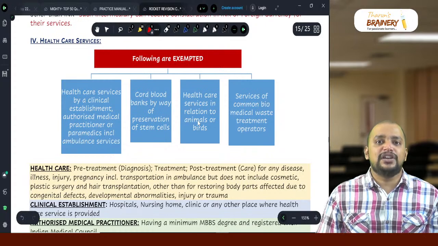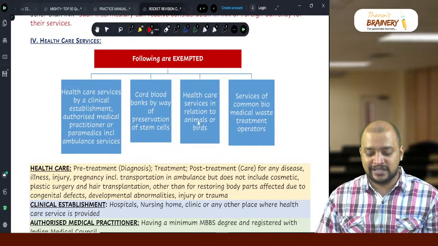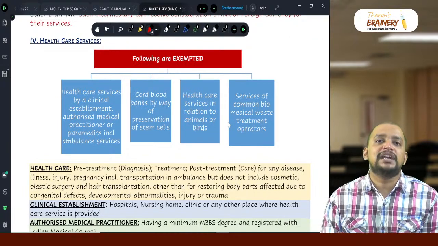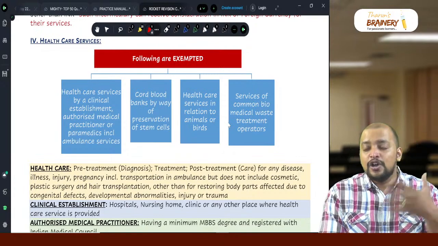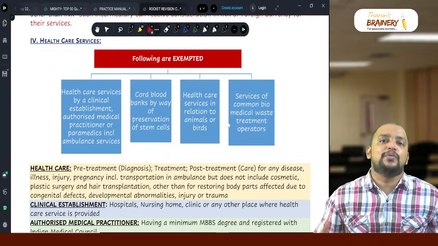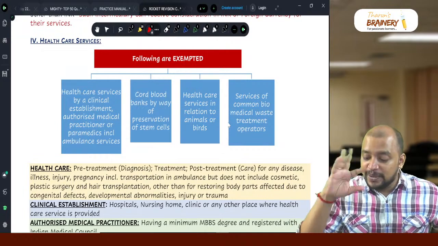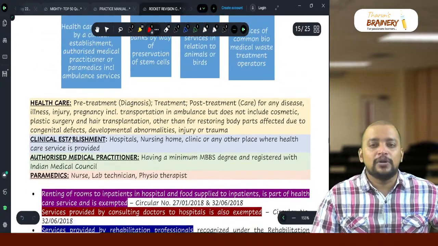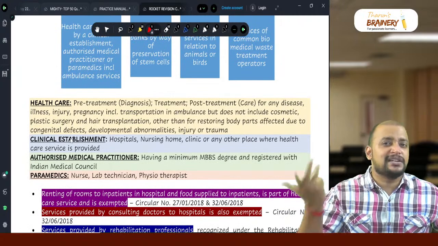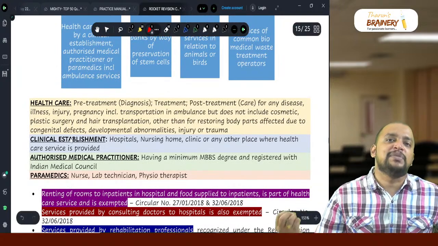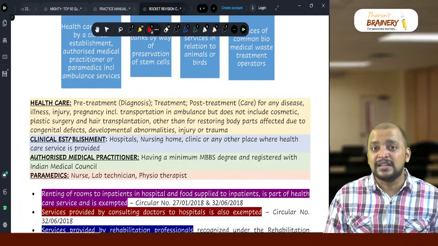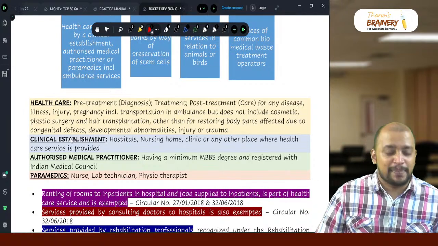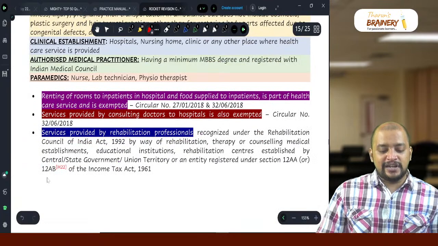Then healthcare service in relation to animals or birds, that is veterinary clinic services. Then service of common biomedical waste treatment operators. There are some common biomedical waste treatment operators who will collect money from the hospitals for processing the medical waste. So whatever money that they are collecting will be exempted for processing the medical waste. Okay. Then paramedics means who? Authorized medical practitioner means we know doctor, registered with medical council. Paramedics will be coming under like nurse, then physiotherapist, then lab technician who will assist the doctors will come under paramedics. Okay. Then there are few points in relation to this.